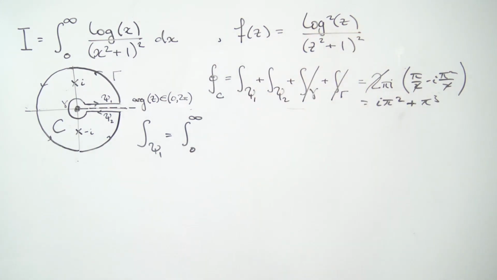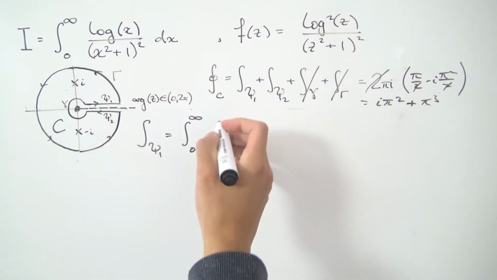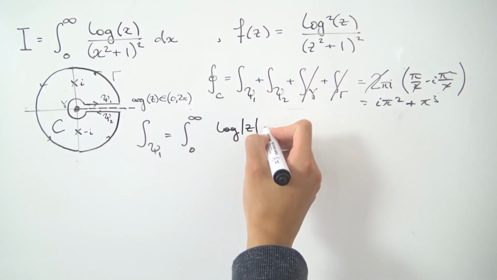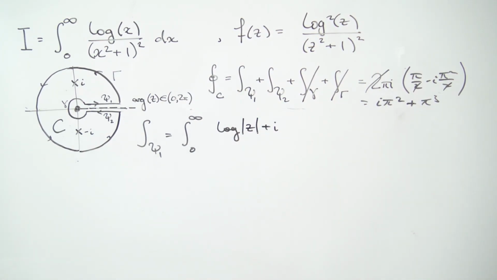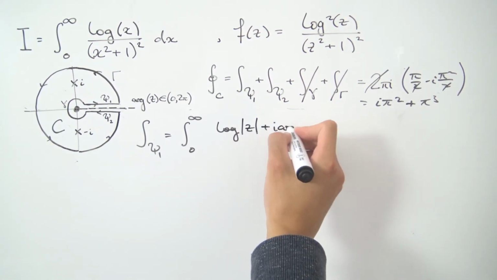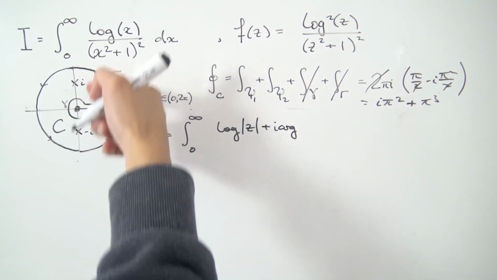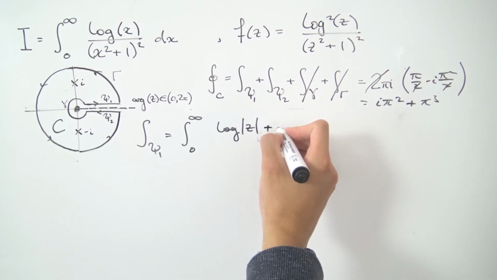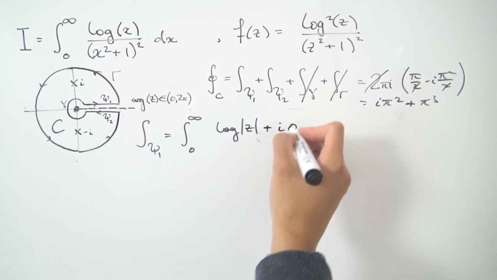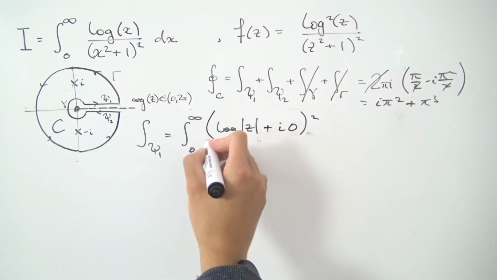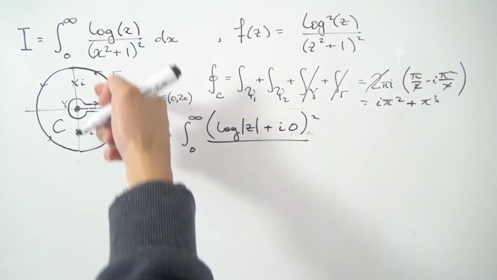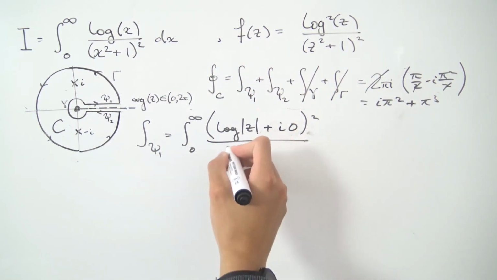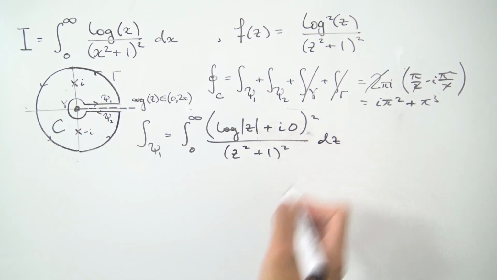Now what happens to log as we approach from above? Well, it's going to become log of the absolute value of z, and then we add i times the argument. So I think we discussed this before, so arg of z as we approach from above, that's just going to be 0. So this is technically log of absolute value of z plus i times 0, and then this whole thing is being squared, and we divide by, now if we approach from above, well, this is just going to turn into z squared plus 1, but the whole thing's squared, so nothing really changes there.